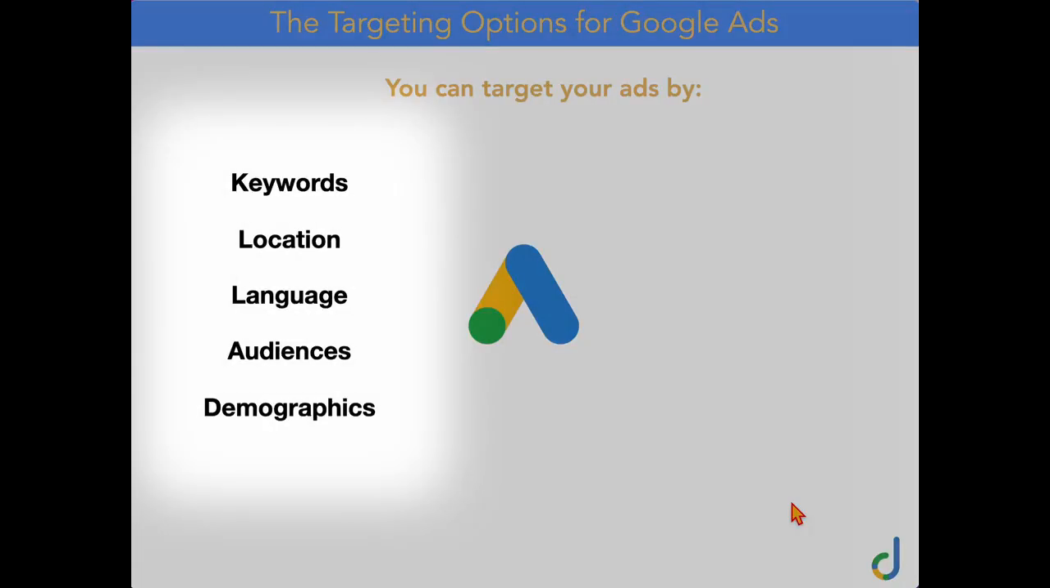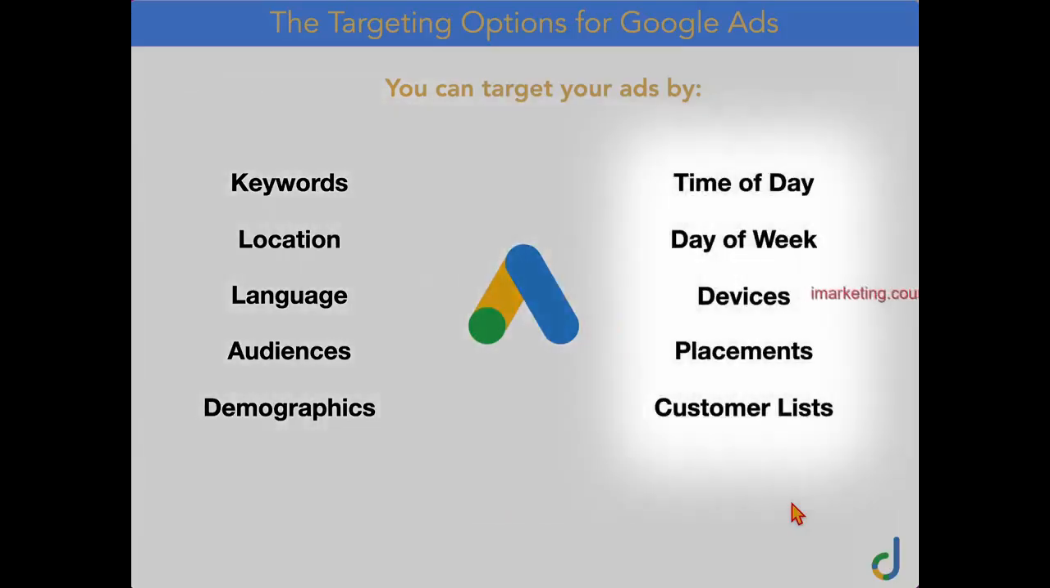You can also target your ads by location, so where someone lives, by their language, by different audiences and different demographics. We're going to talk very soon about audiences and demographics and all the data that Google has on you. But you can also target by the time of the day, then the day of the week. This is really powerful if you're a service-based business and you want to generate some phone calls. You can say that we only want these ads to run from 8 o'clock in the morning to 4 o'clock at night, or different days of the week.